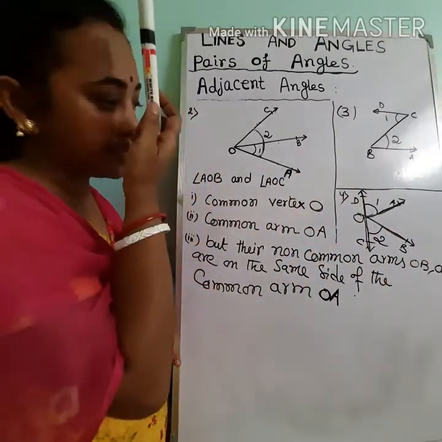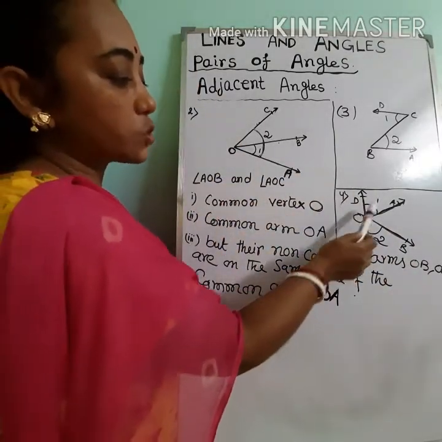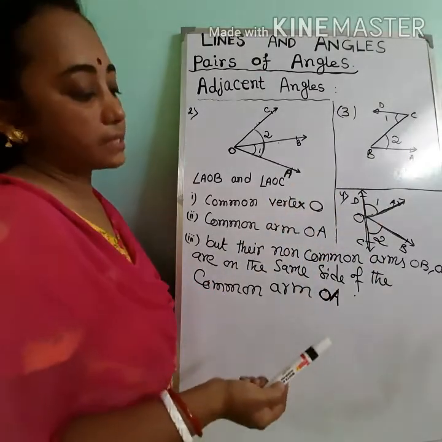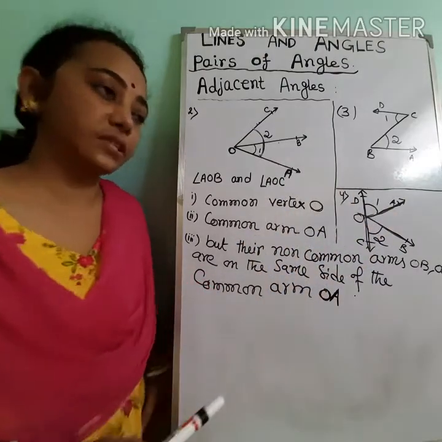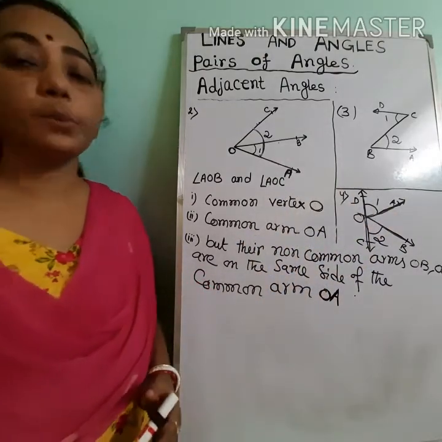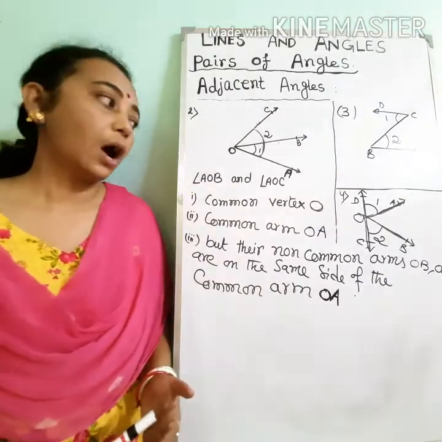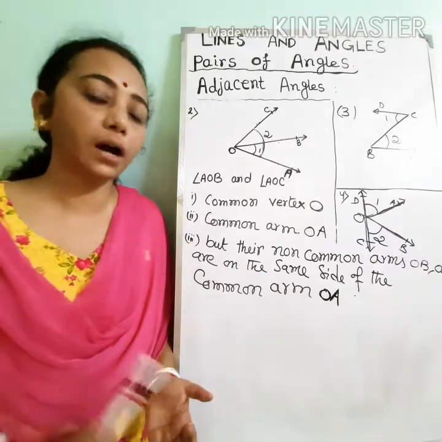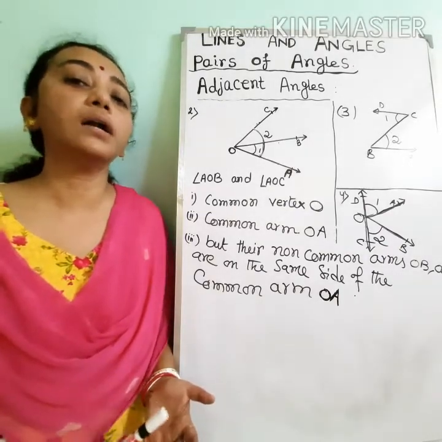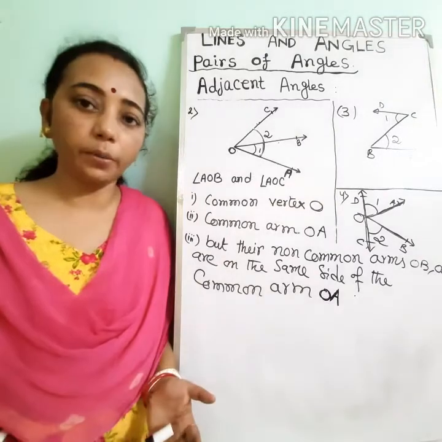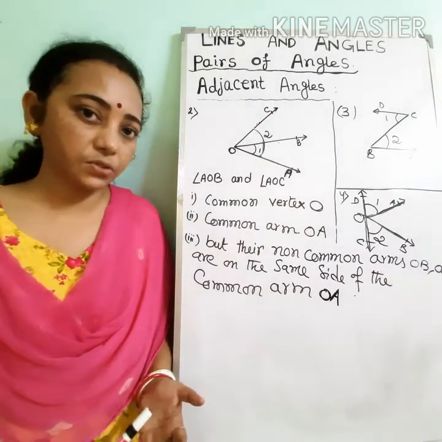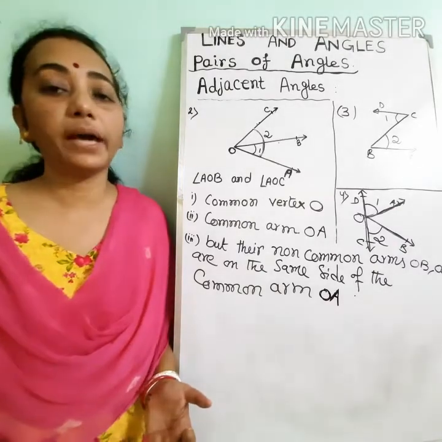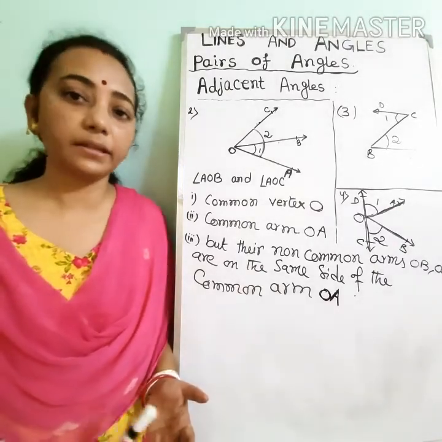In these two angles, they have a common vertex, that is O is common to both the angles, but they have no common arm. So we can say that these two angles are not adjacent angles. So if any one of these three conditions is not satisfied, what are the three conditions? They have a common vertex, they have a common arm, and the non-common arms lie on the opposite side of the common arm. If these three conditions are satisfied, then we can say that two angles are adjacent angles. Otherwise, they are not adjacent angles.